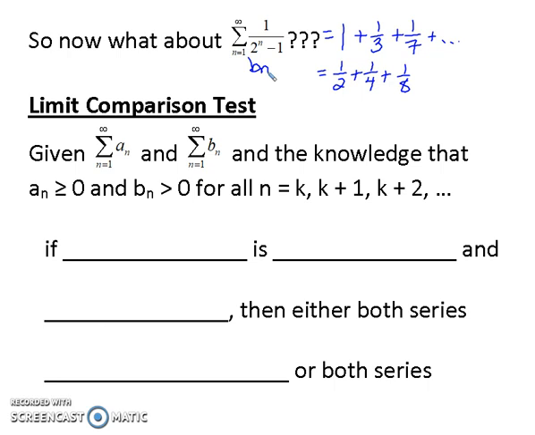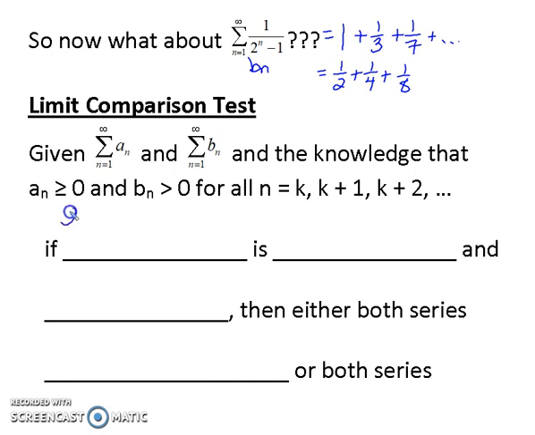So another option that we have for determining whether or not 1 over 2 to the n minus 1 converges or diverges would be the limit comparison test. The way the limit comparison test works is that you have two series, a sub n and b sub n, and it does not matter which one's larger, which one's smaller, just two similar series. And we know that a sub n is greater than or equal to 0 for every term, and b sub n is greater than 0, so it can't have any 0 terms for all n from 1 up.